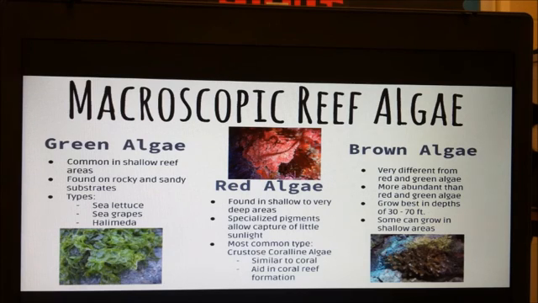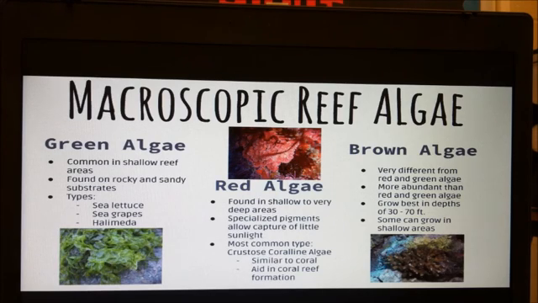Red algae can be found in very shallow to very deep areas of the coral reef. Its specialized pigments allow it to capture any quantity of sunlight available, which is why it can survive in deep water. The most abundant type of red algae is called crustose coralline algae. It is similar to coral and aids in the formation of coral reefs.